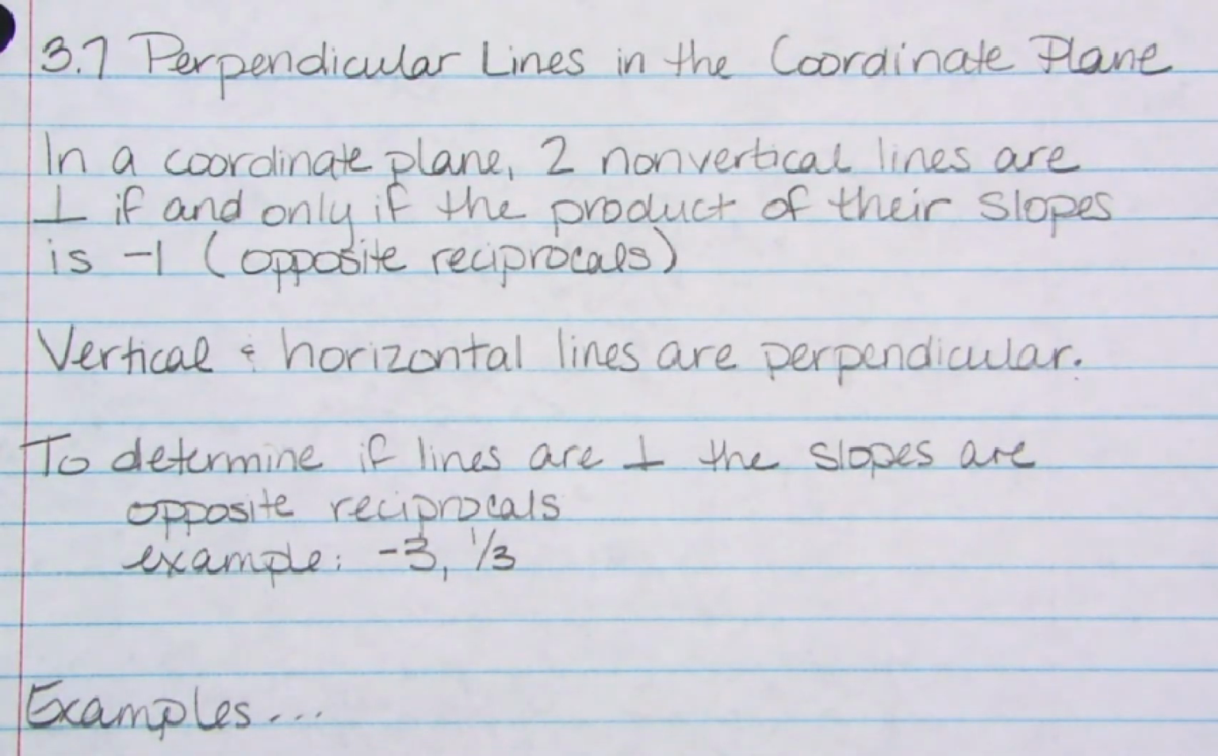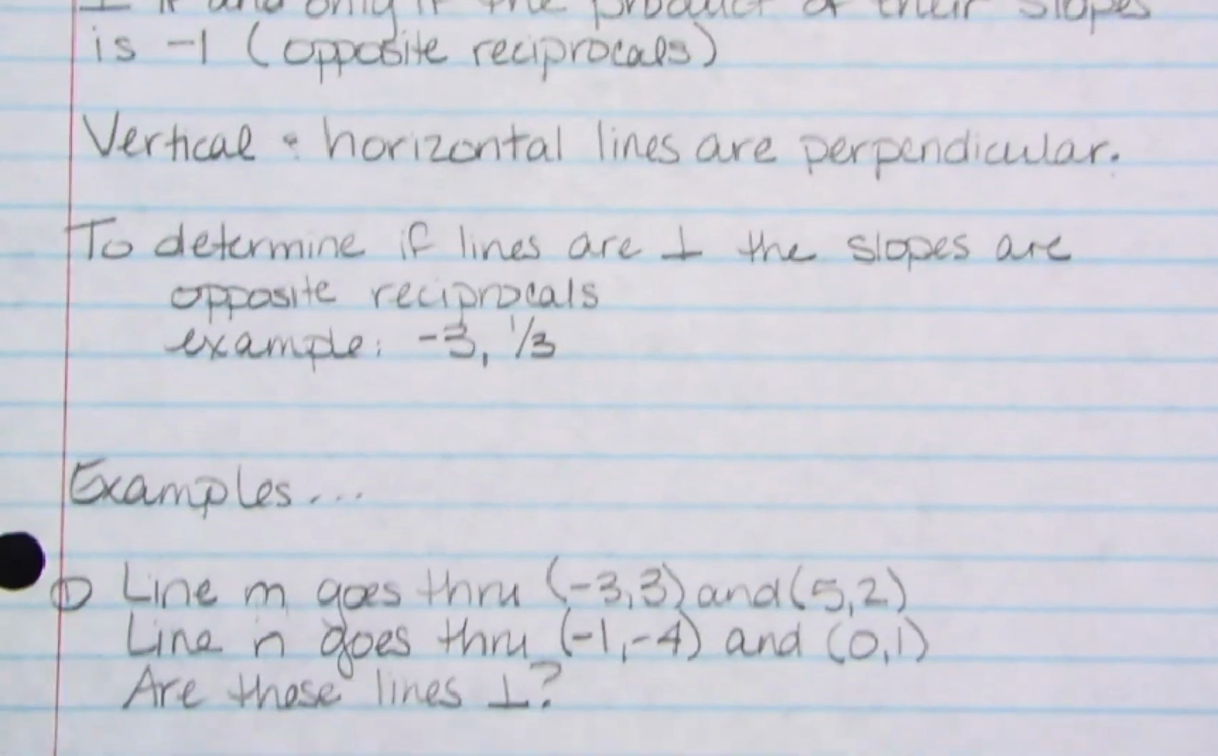We could also have -5/2 and +2/5. Those are opposite reciprocals of each other. So is 9/8 and -8/9. Those are opposite reciprocals. So lines that would have those slopes would be perpendicular to each other. So we're going to look at a couple examples.